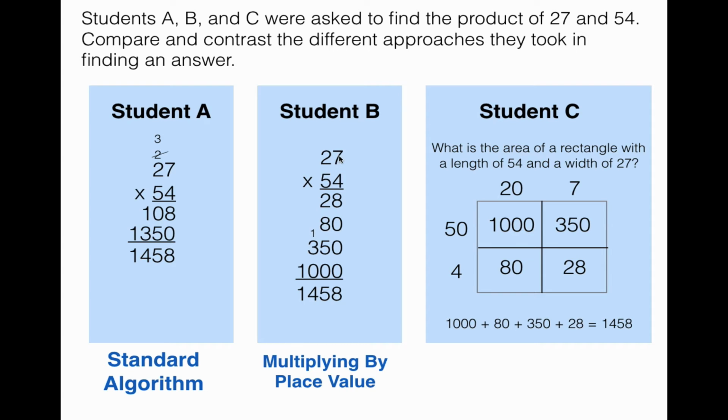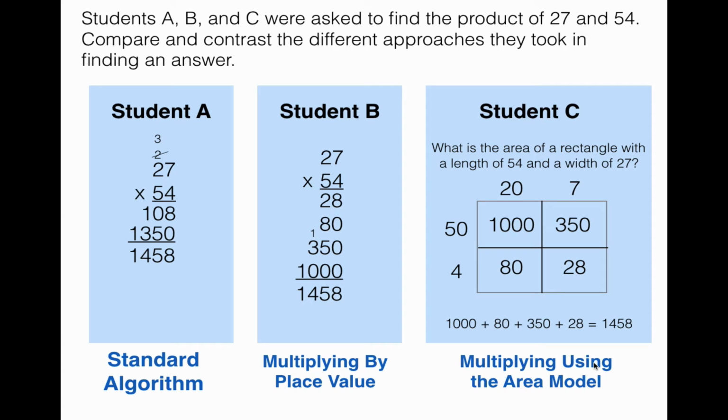4 times 7 is 28. 4 times 20 is 80. 50 times 7 is 350, and 50 times 20 is 1,000. And summing those values up, we get 1,458. Now, student C used what's called the area model. Now, area is a wonderful, wonderful model for illustrating multiplication.